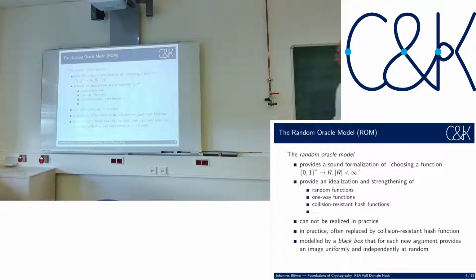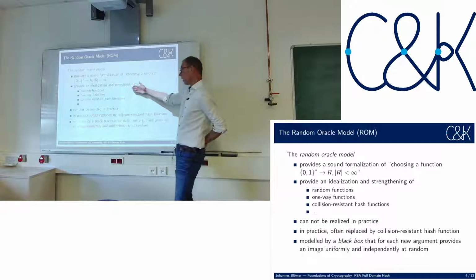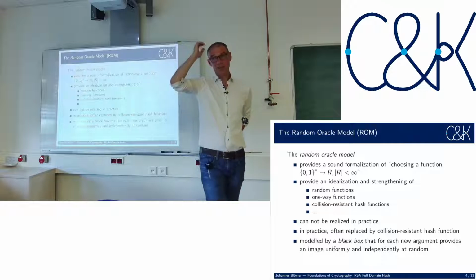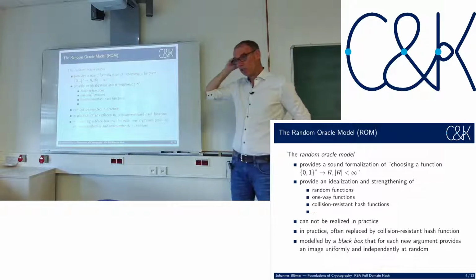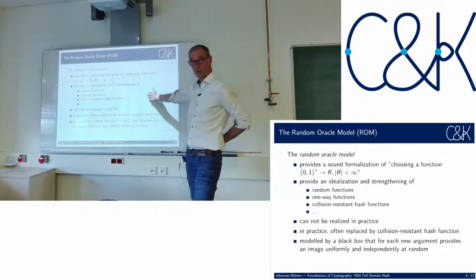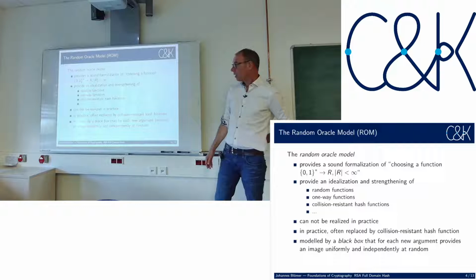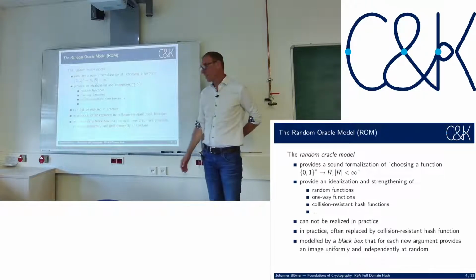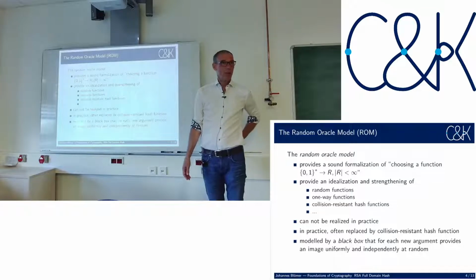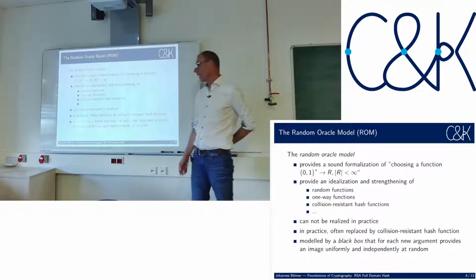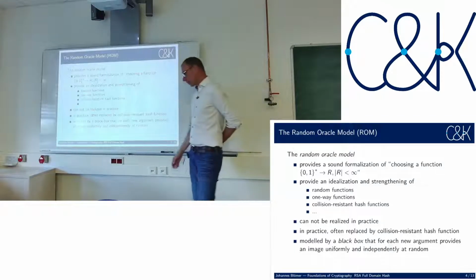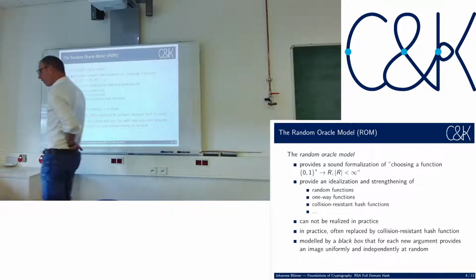It's actually an idealization, strengthening and generalization of random functions, one-way functions, collision-resistant functions, and all kinds of other constructions. So in a sense it is stronger in terms of security than all these things that I mentioned. The drawback is that it cannot be realized in practice. There is no realization in practice, and one can actually prove that. So it's really an idealization. It's something that we cannot construct, but we can reason about.